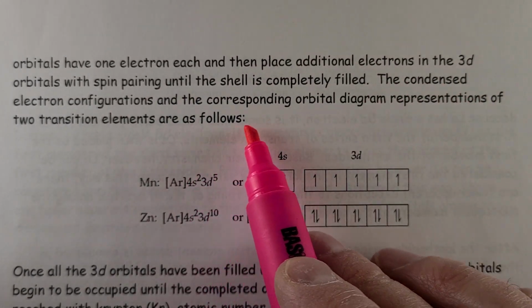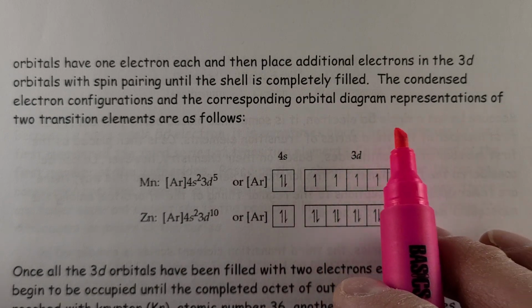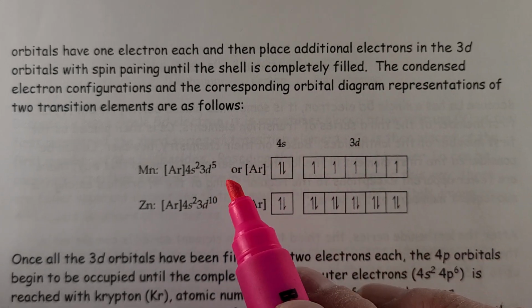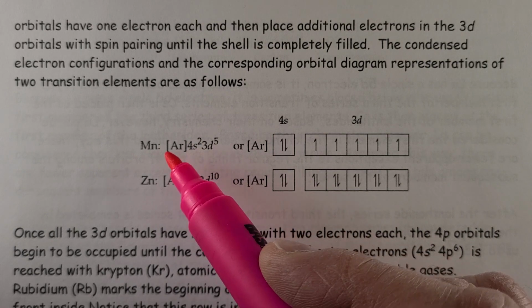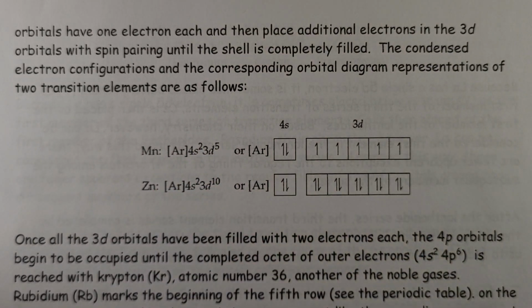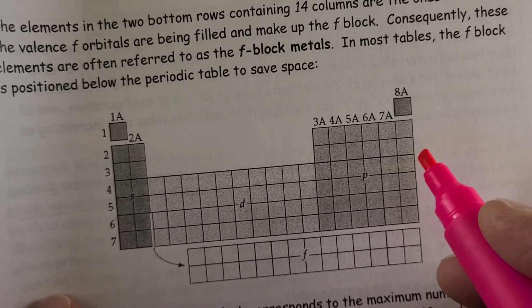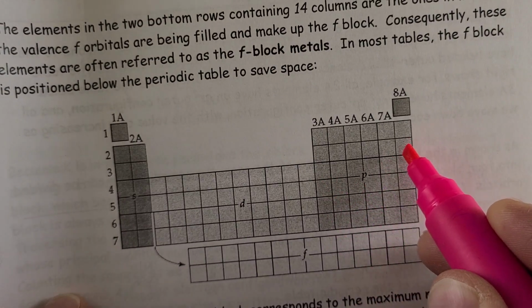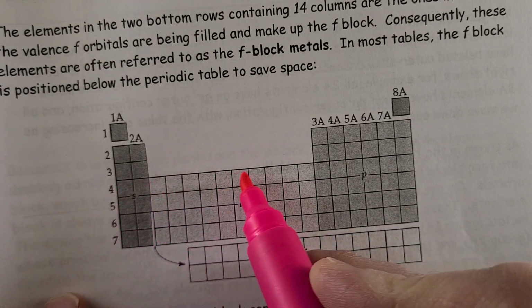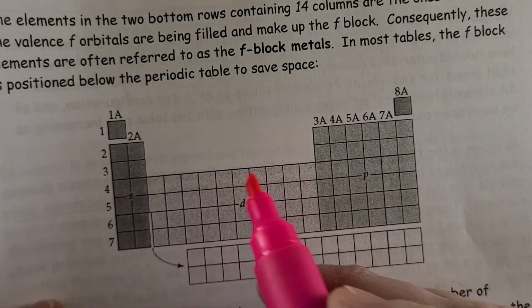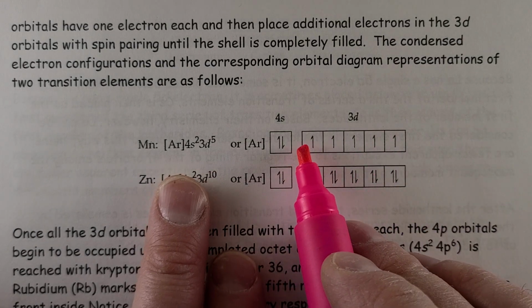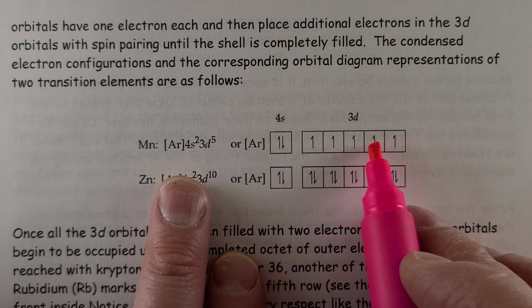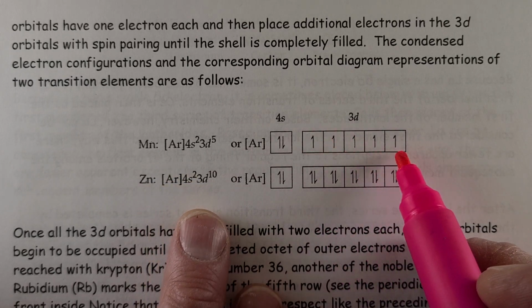The condensed electron configurations and corresponding orbital diagrams for two representations are here. So manganese, for example, we would have argon. That would be the lowest noble gas. I know my table here isn't the greatest, but argon's over here. Then we fill up the 4s, and then fill up to manganese, which is about right here. So it's 5 up, so these 3d would be singly filled, and then we double up.